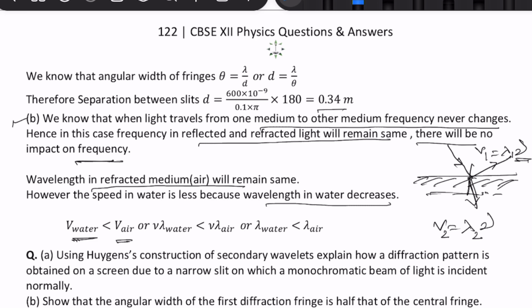Velocity is equal to how much? Frequency into wavelength. So the wavelength is different, the velocity is less, so the wavelength will be less, correct? So the wavelength in water will be less. That's all.